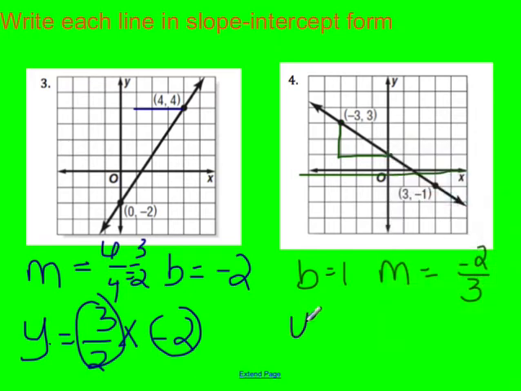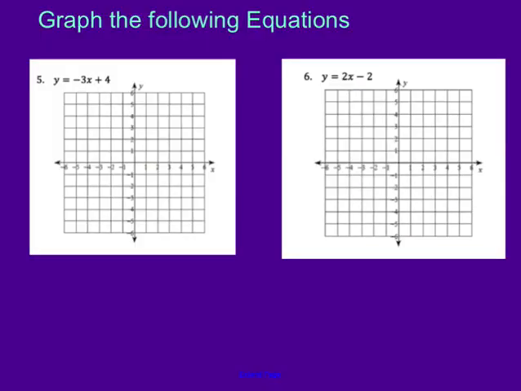So here I have y is equal to -2/3. Okay, then I want to put the x with it. Remember, the x is always multiplied by the slope, and then the b is 1. So y is equal to a -2/3 x plus 1. So that right there is your final answer for number 4. So let's take a look at number 5.